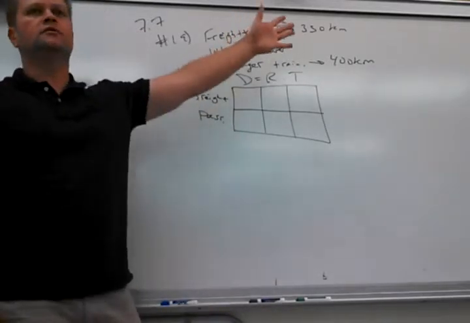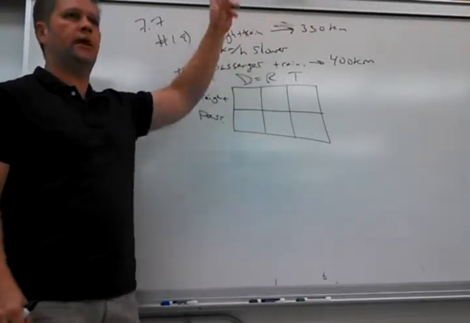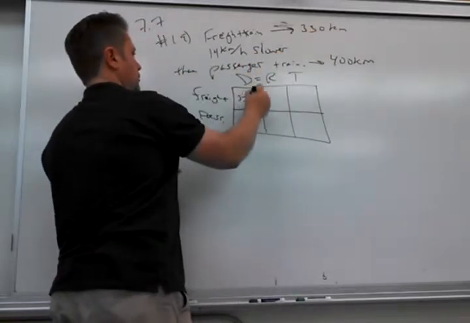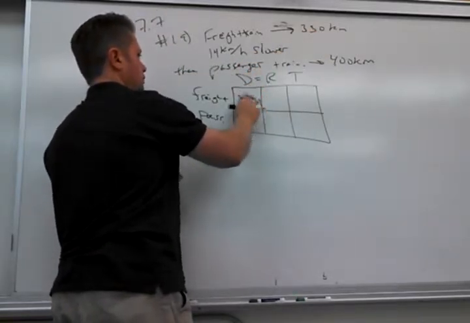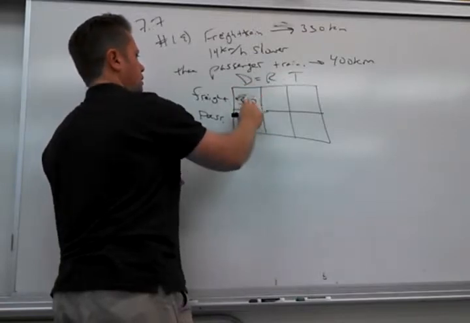How far did the freight train go? That's the only thing I know for sure about him, right? I know he's slower, but that doesn't tell me how fast he's going, so I've got to worry about that in a minute. But I know for sure he went 330 kilometers, and I know for sure the passenger train went 400. Okay, so I can fill those in, no problem.